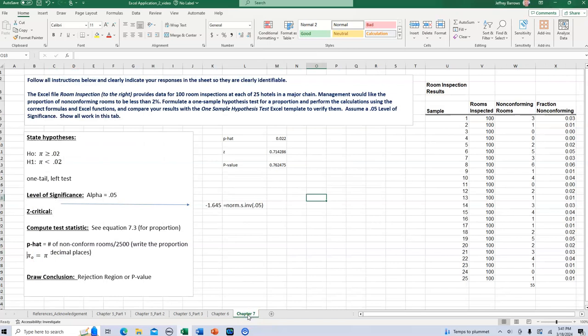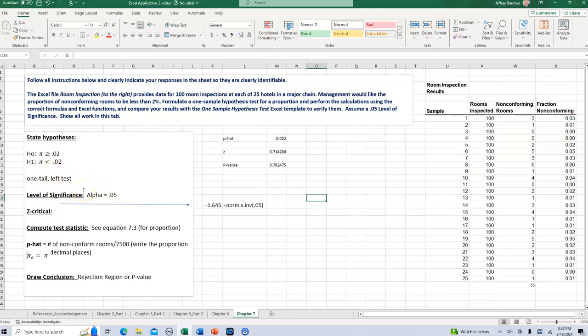Then over here on the hypothesis test problem, remember the idea is that management wants the percentage of non-conforming rooms to be less than or equal to 2%. So setting up the hypotheses, we're going to assume that this population parameter pi is greater than or equal to 2%, that right now the percentage of non-conforming rooms is at least 2%. And then we're going to test to see if this data shows that the percentage is less than 0.02. So this is a one-tail left test.